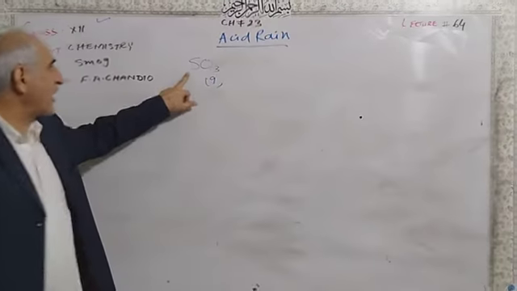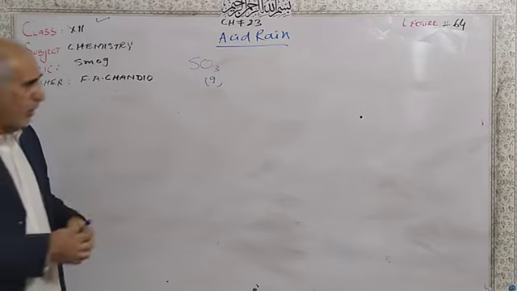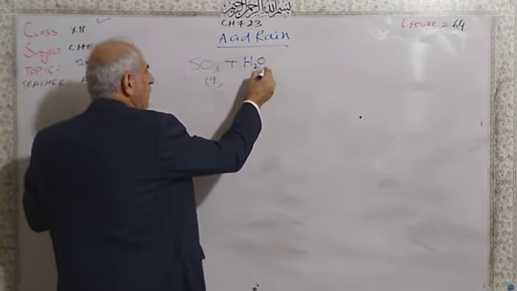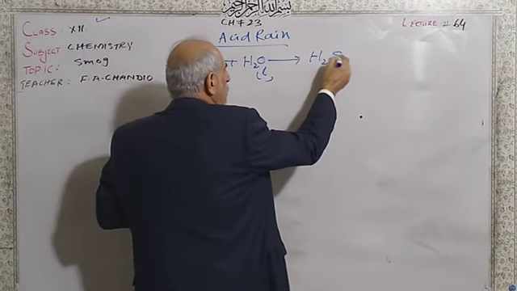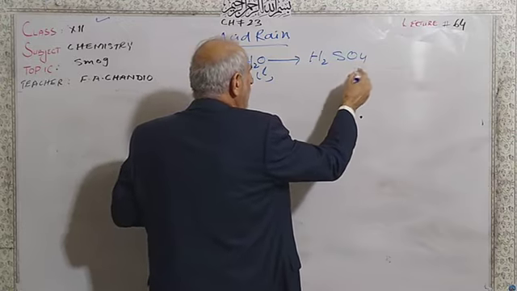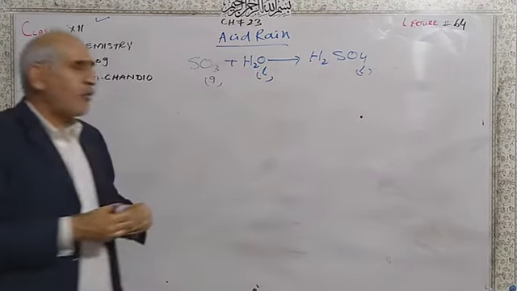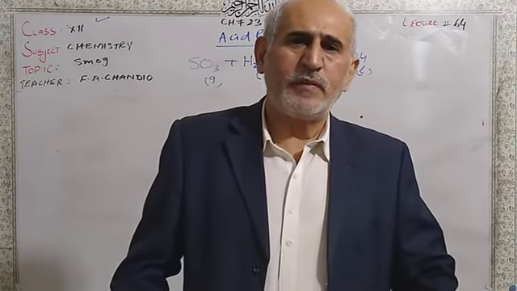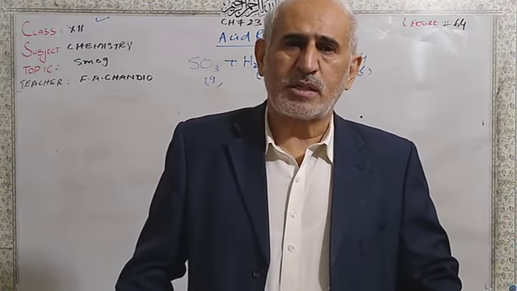So sulfur dioxide is present in the atmosphere. During the rainfall, this rainwater dissolves it to give sulfuric acid, the king of chemicals. So sulfuric acid is a very strong acid. pH is less than 1. Very dangerous.